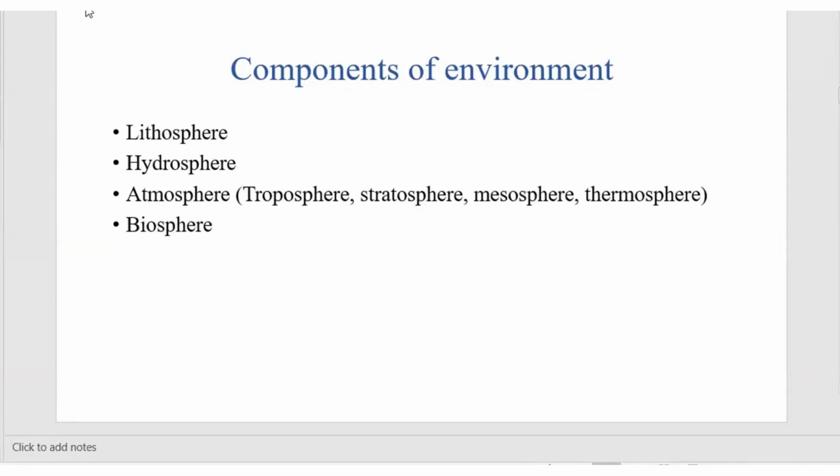So these major components can be categorized basically into hydrosphere, which is the water containing sphere of earth. Then we have atmosphere, which is the air containing sphere of earth. We have lithosphere, lithos meaning rock, which is the rock containing sphere of earth. And we have biosphere, bio meaning biotic organisms, the living sphere of earth. So these are the four major components of the environment.